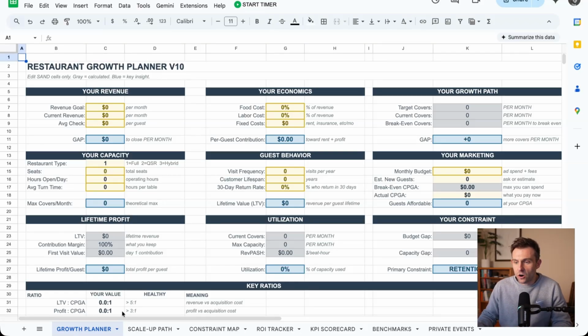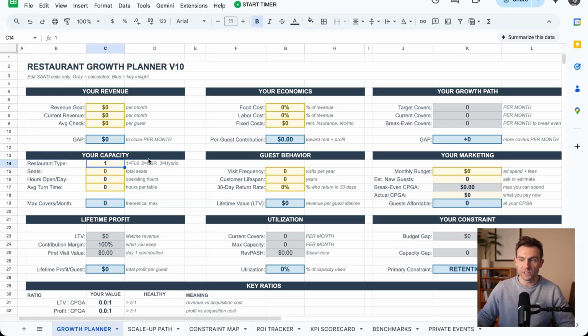So this is the restaurant growth planner. You'll see that there are several tabs at the bottom, but the most important one is the first tab, the growth planner. The sandy yellow colored cells are the only ones that you need to put anything into because the rest get automatically calculated for you. So we got these main sections. It's all meant to be like a bird's eye view of your restaurant's math. So your revenue, where you are and where you want to be so that you have a clear target, the economics, food cost, labor cost, what you keep per guest, your capacity, so seats, hours, how full you are.